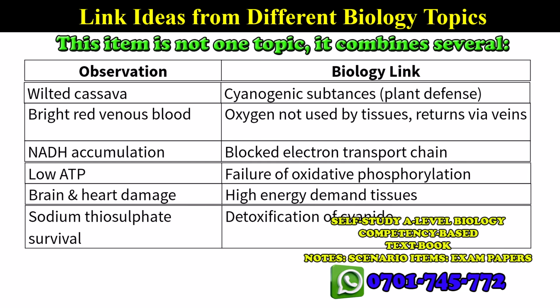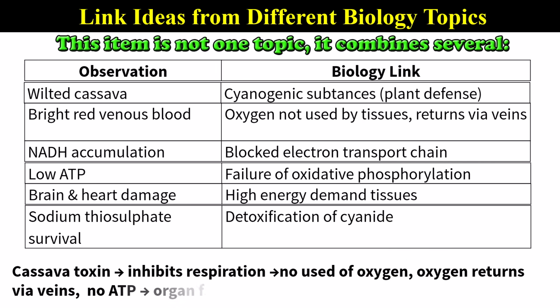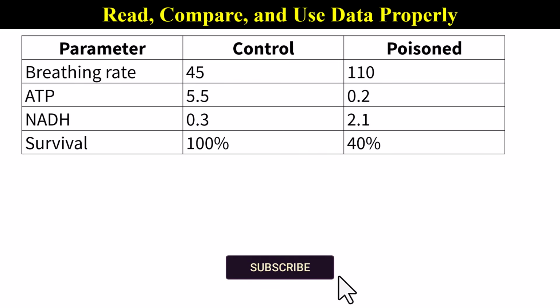Key connection chain. Cassava toxin inhibits respiration, no use of oxygen. Oxygen returns via veins, no ATP leading to organ failure. This linking skill helps you unlock complex questions. Read, compare, and use data properly.